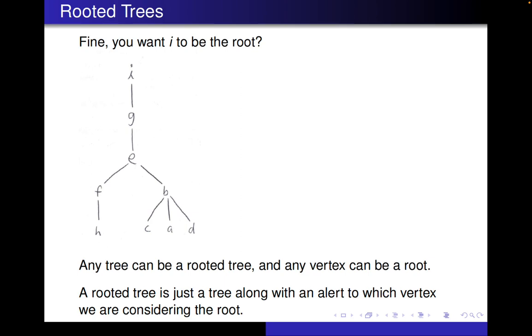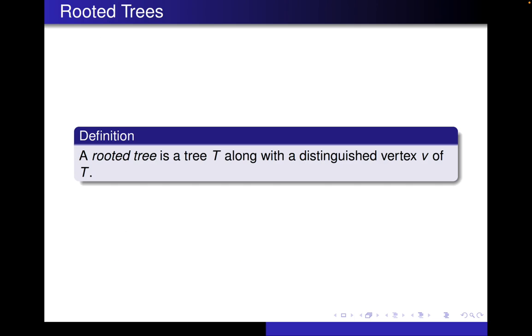And so all we really mean with a rooted tree is it's just a regular old tree, but we've focused in on one vertex that's going to be our root that we identify as a distinguished vertex. That's the vertex that is the root. So a rooted tree, as a formal definition, is a tree along with a distinguished vertex V of that tree T. And of course, that distinguished vertex V is called the root of the tree.